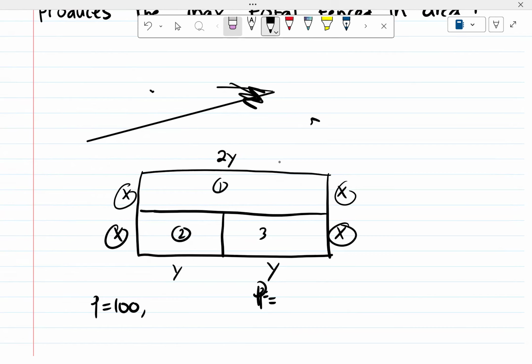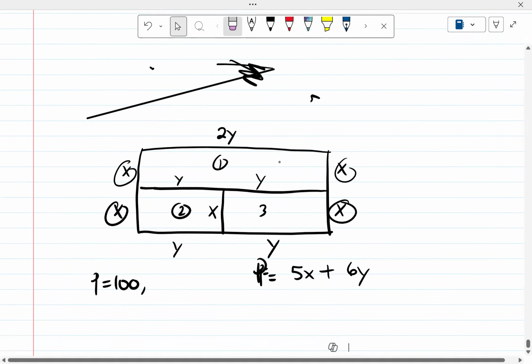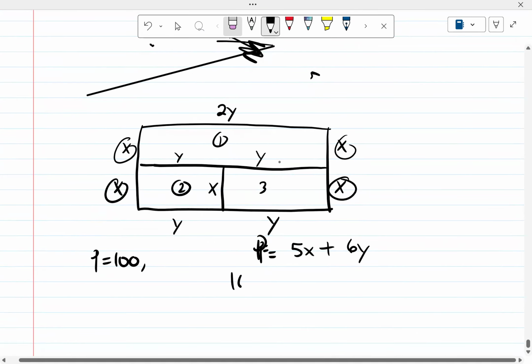So if you add up all the x's and all the y's, you have 1x, 1x, 1x, 2. This is also x, right? So 1, 2, 3, 4, 5. So you have 5x. Then all the y's are 6y. So this is a y, this is a y. When you add up all the y's, this should be 6y. Okay, and then what you're going to do next is replace the total with 100, because that was given.